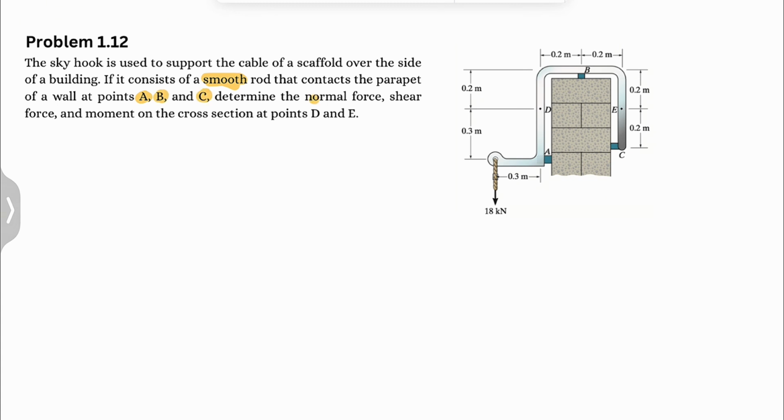So what it's telling us is that the contacts that we have at points A, B, C are all smooth, meaning there is no friction force on those specific supports, and we need to determine the normal force, shear force, and the moment on the cross section at points D and E.